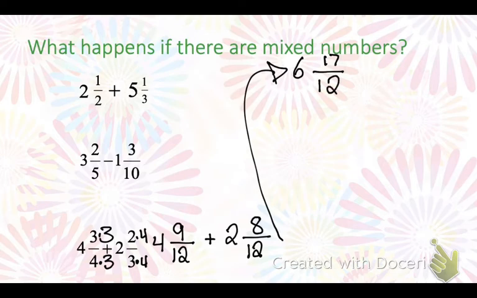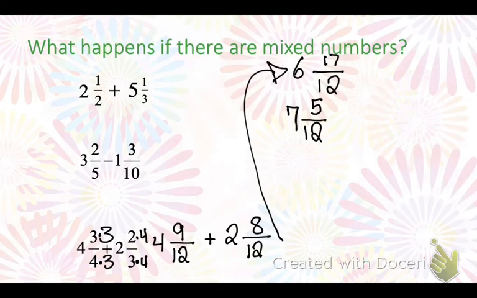Now, I said improper fractions are okay, but not when they have a mixed number with it. So I need to turn this into a mixed number. So 12 goes into 17 one whole time. Okay, no more than one whole time, but it goes in one whole time. So this 6 is going to become a 7 because I'm adding one whole to it. Then I think about what's remaining. Well, 17 minus 12 is 5, so 5 is remaining, and I keep the bottom.